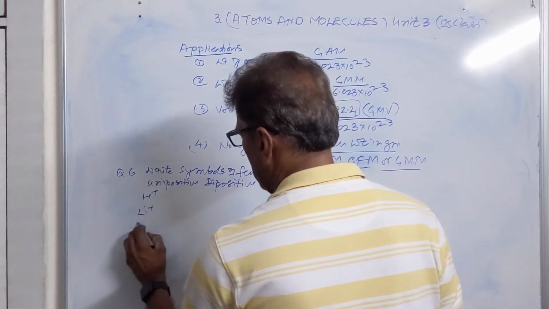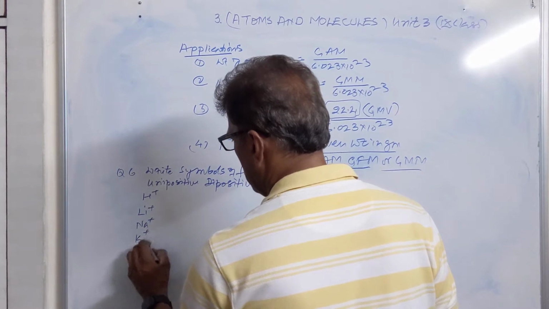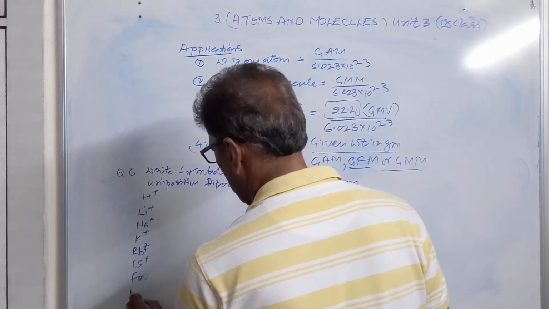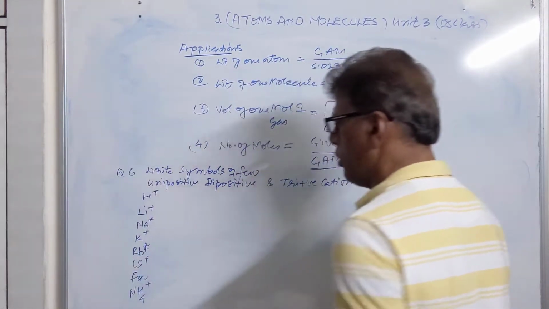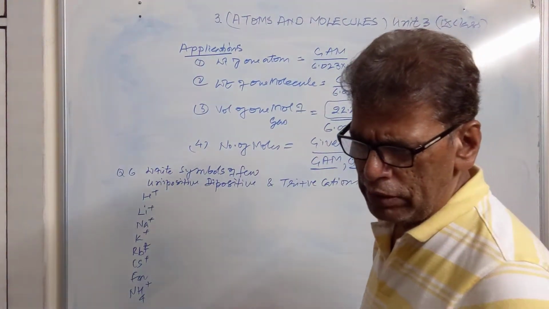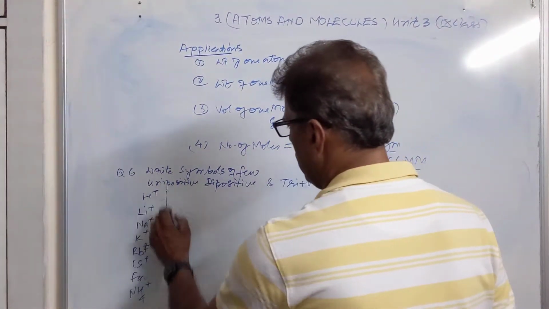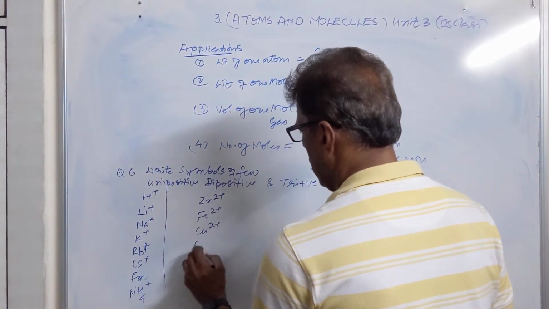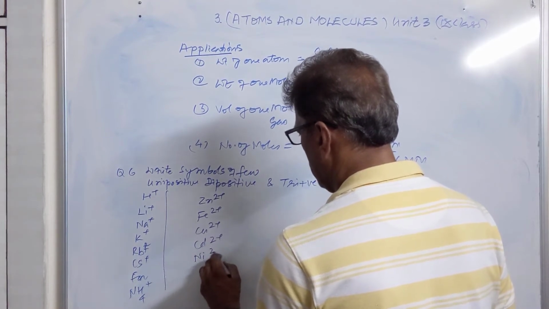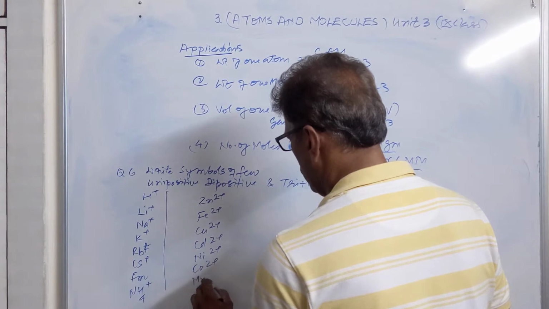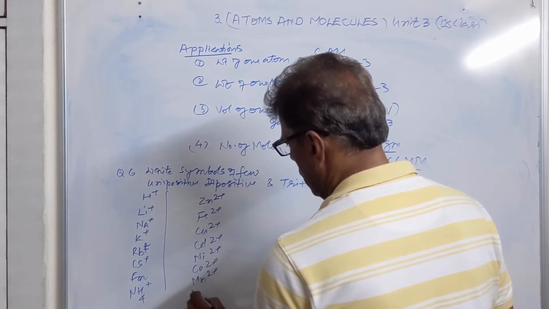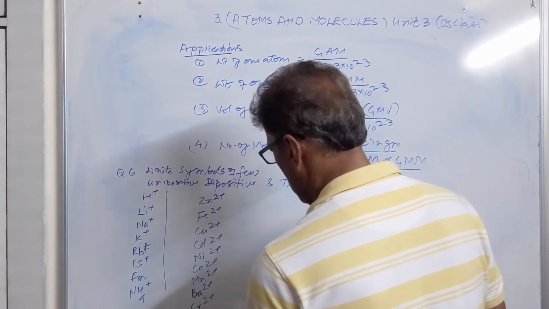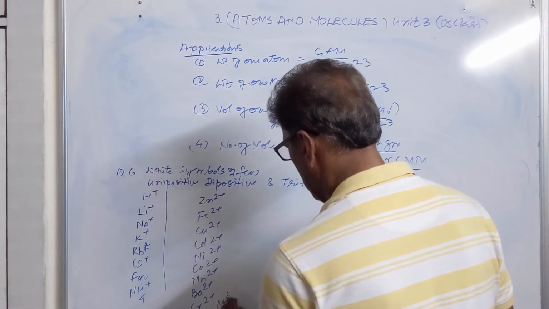Unipositive ions: hydrogen, a first group element, lithium, sodium, potassium, and so on. Along with that we have a polyatomic cation, the ammonium ion. They all have a positive charge, and silver too. Then we have dipositive ions. They are zinc 2 positive, iron 2 positive, copper 2 positive, cadmium 2 positive, nickel 2 positive, cobalt 2 positive, manganese 2 positive, barium 2 positive, strontium 2 positive, calcium 2 positive, magnesium 2 positive.